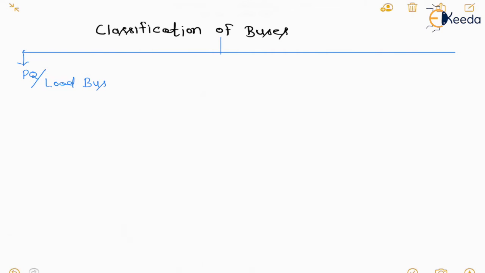So first we are seeing the PQ bus, the load bus. So what is a PQ bus, a load bus? A PQ bus, or load bus, is that bus in which Pi and Qi will be specified, and Vi and delta i will be unspecified.